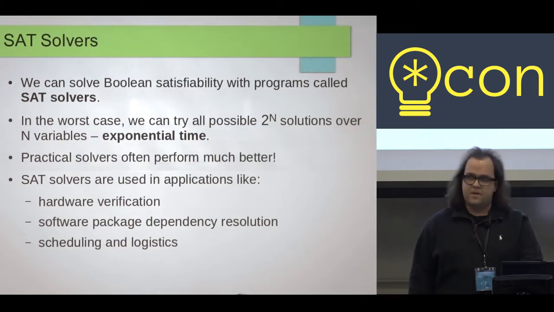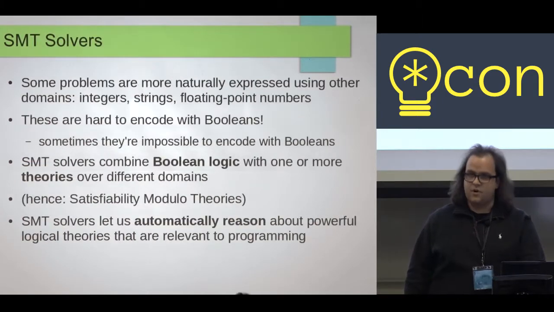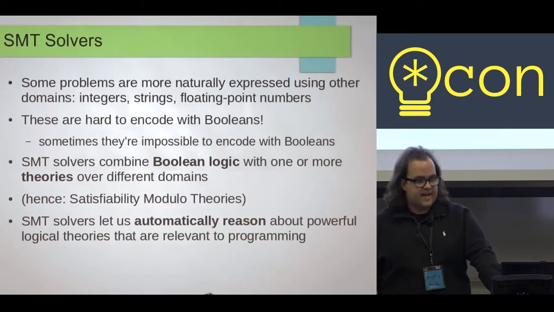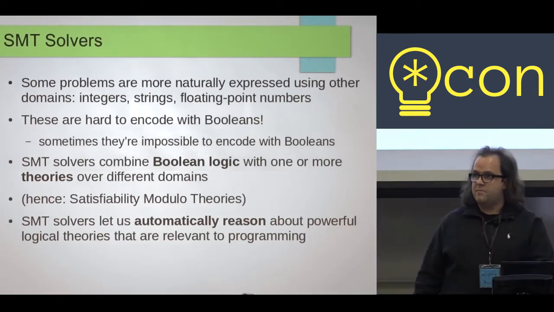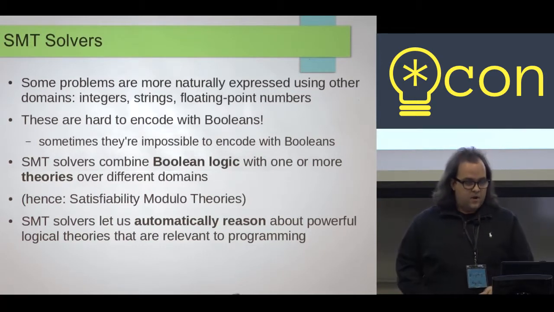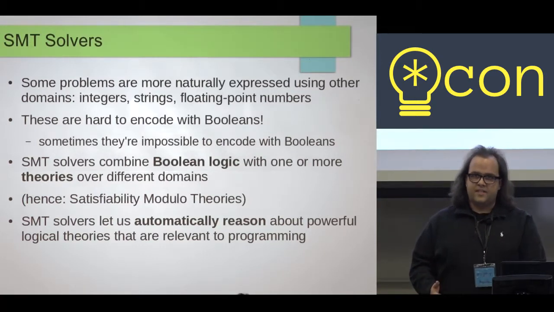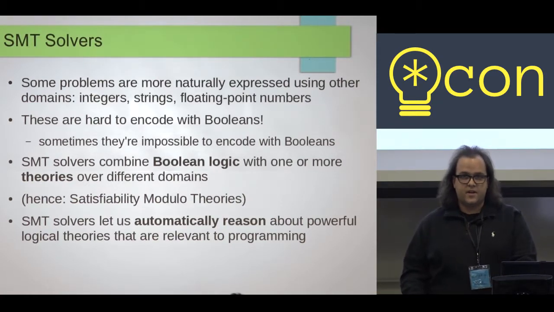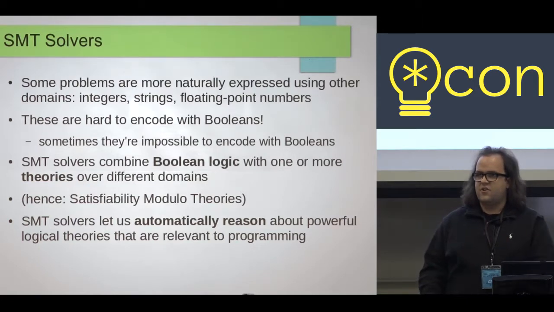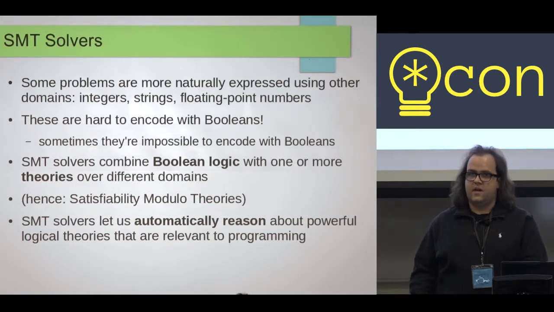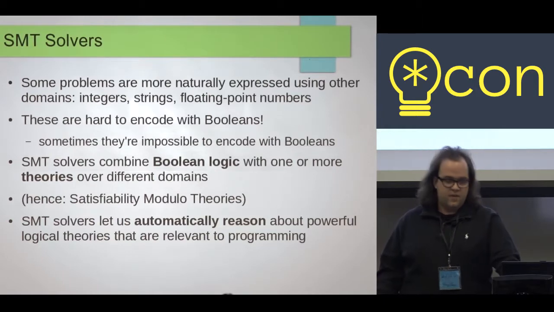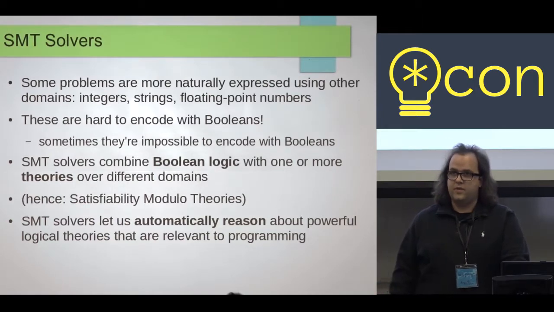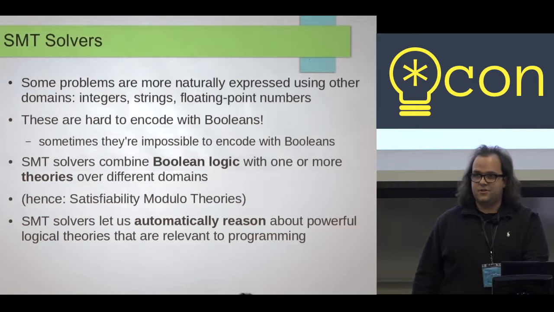So SAT solvers are great, but then something a lot better came along called SMT solvers. And these are like SAT solvers, which are a little bit more relevant, I feel, for things like programming and software. So some problems are a lot more naturally expressed using things that aren't Booleans. So you might want to talk about a program that does math on integers, or a program that does strings, or floating point numbers. These are sometimes hard to encode with Booleans, or sometimes the encoding is not trivial. Sometimes they're impossible to encode with Booleans. And so you need something stronger than a SAT solver.